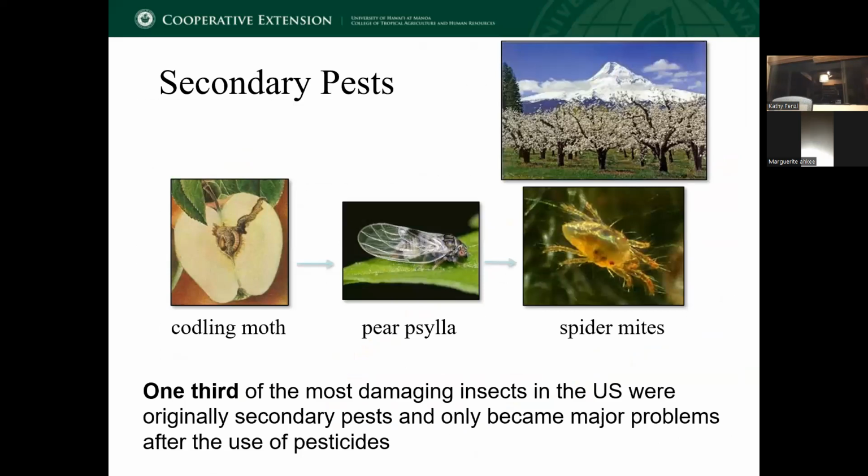Secondary pest, just a quick example. This is kind of a famous one from Washington State. They grow a lot of apples and pears, where there was a problem with codling moth, and they treated for that, and that knocked back the natural predators, natural enemies, and caused a secondary outbreak of pear psylla, and then treating for that caused an outbreak of spider mites. And we see in about a third of the most damaging insects in the US were originally secondary pests and only became problems after the use of pesticides.